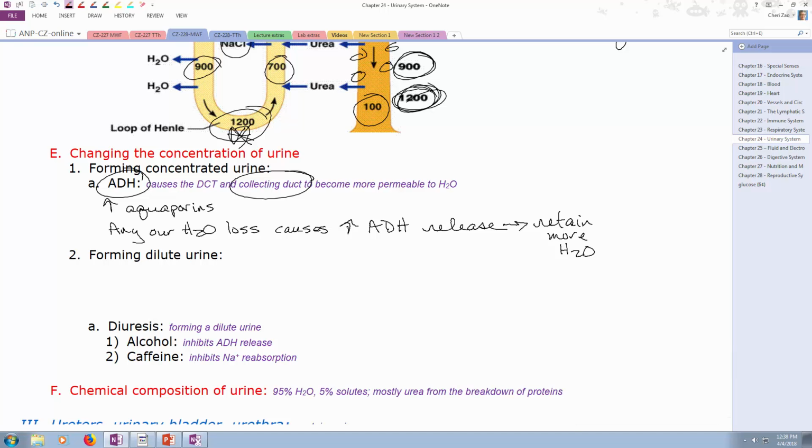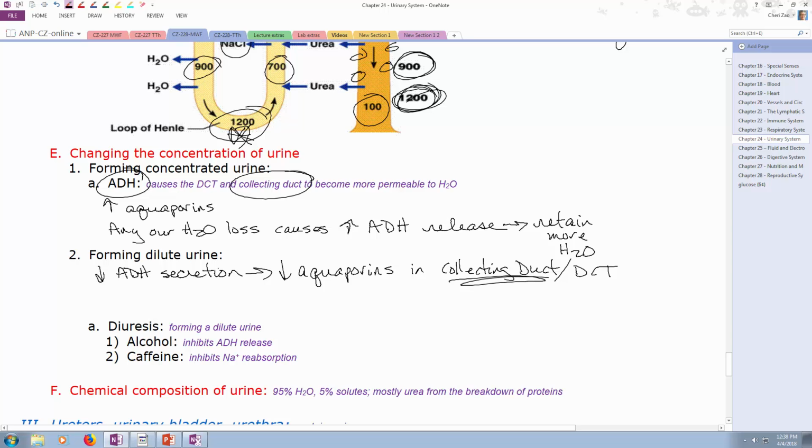So in order to form a dilute urine, we have to decrease ADH secretion or release. And therefore, this will decrease the aquaporins in our collecting duct and DCT. But I'm putting collecting duct first because that is indeed the one where less aquaporins will make a big difference for your urine.